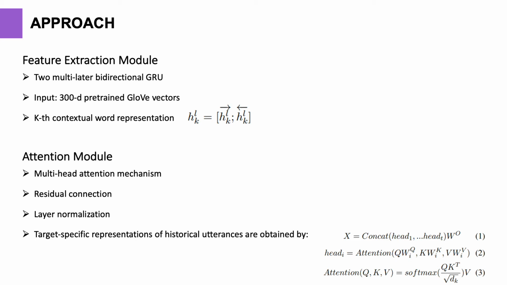We utilize multi-head attention to focus on more relevant parts of each historical utterance according to the target utterance. We also employ residual connection followed by layer normalization to make model training easier. The target-specific representations of historical utterances are obtained by these equations.